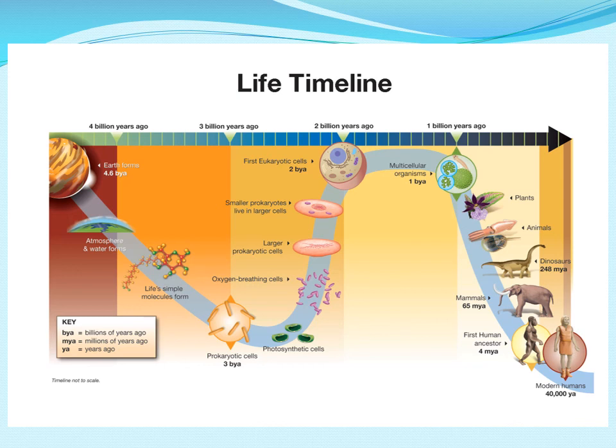This is just a single line showing Earth 4.6 billion years ago, the first prokaryotic cell 3 billion years ago. Remember, those are the cells that don't have any membrane-bound structures, no nucleus, no mitochondria. And then you have the first eukaryotic cells about 2 billion years ago. And then the first multicellular organisms about 1 billion years ago. The first animals and then dinosaurs and then mammals. Mammals came about 65 million years ago. And then humans about 40,000 years ago. So we're relatively recent in the grand scheme of things.